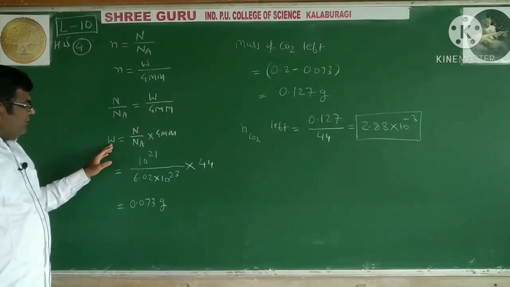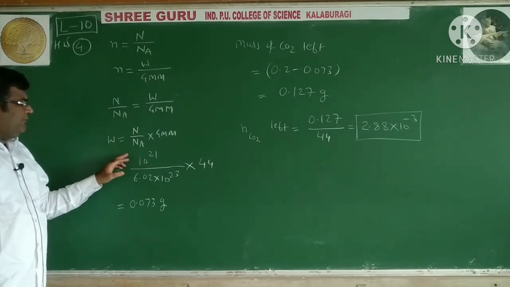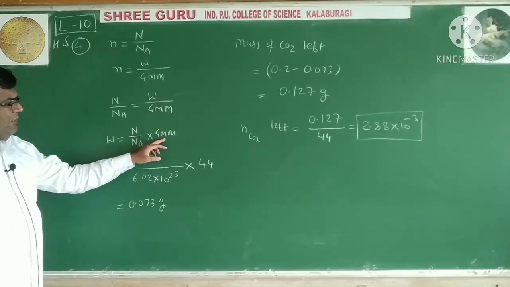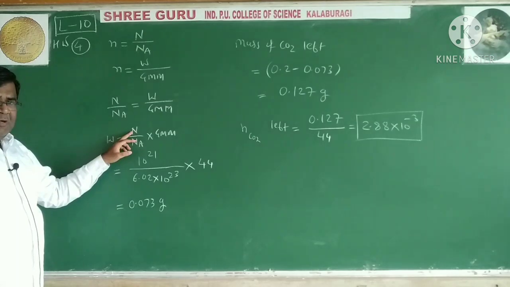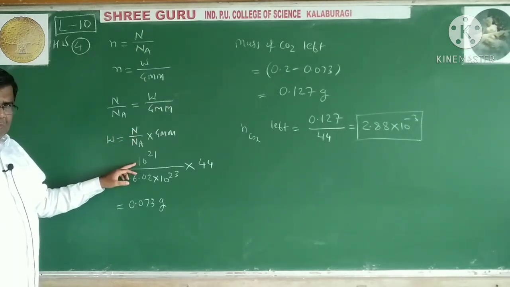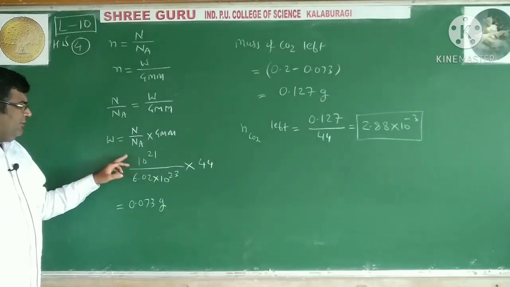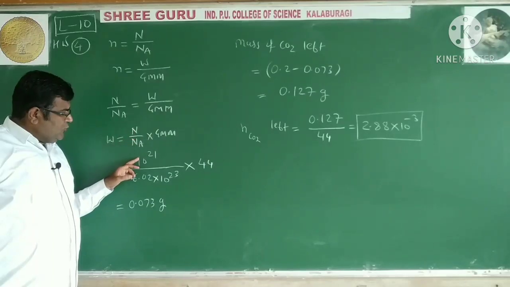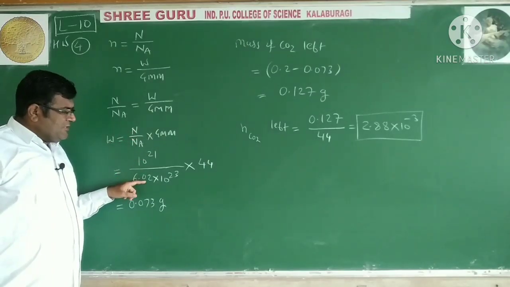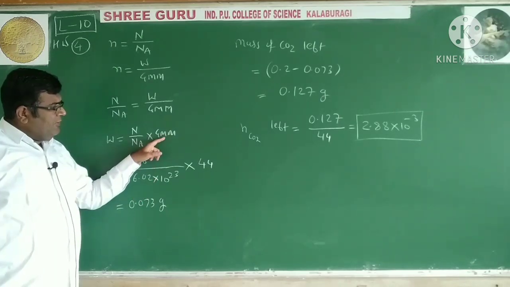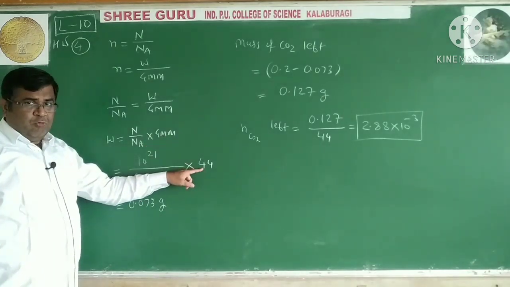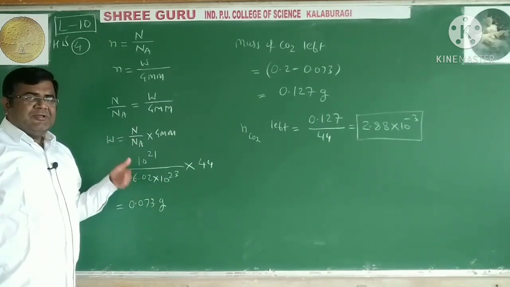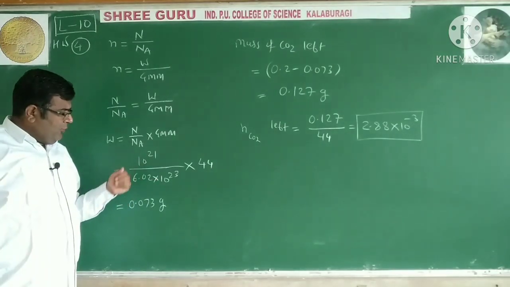We calculate the mass of 10 raised to 21 molecules. So W is equal to N by Na into gram molecular mass. This N is number of molecules, which is 10 raised to 21. They have been removed out. So we are calculating the mass of molecules which are removed out. So N is 10 raised to 21. Avogadro number is 6.02 into 10 raised to 23. Gram molecular mass of carbon dioxide is 44, because one carbon is 12 and 2 oxygens are there. 16 plus 16, 12 plus 16 plus 16 is nothing but 44.